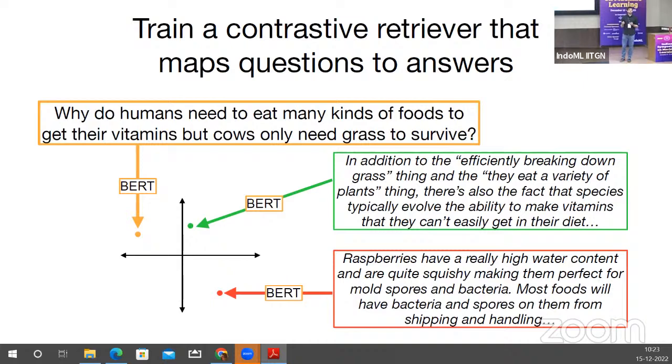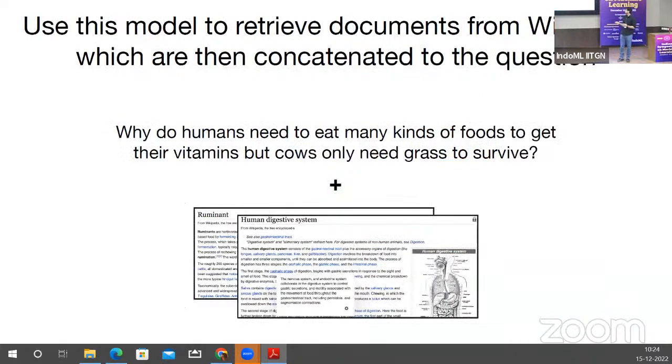We take all of the answers in the training data, so hundreds of thousands of answers, and consider each answer to be a document. If you do this, you can now map the vector of the question to be as close to the vector of the correct answer as possible, and as far away from some randomly sampled incorrect answers as you can. So you have this contrastive retriever that you can train. And you can use any embedding model for this. We use BERT here. So given this retriever, we can then, given the question, retrieve some articles.